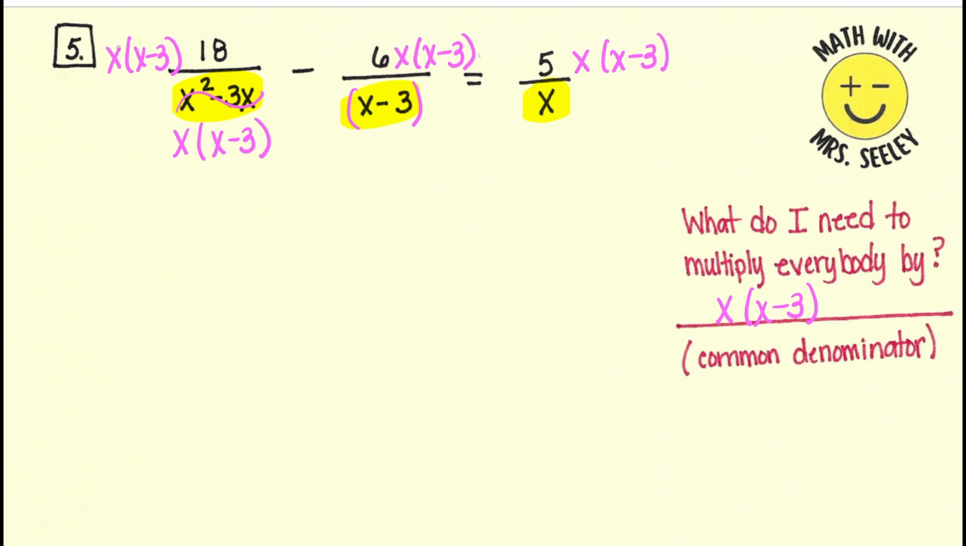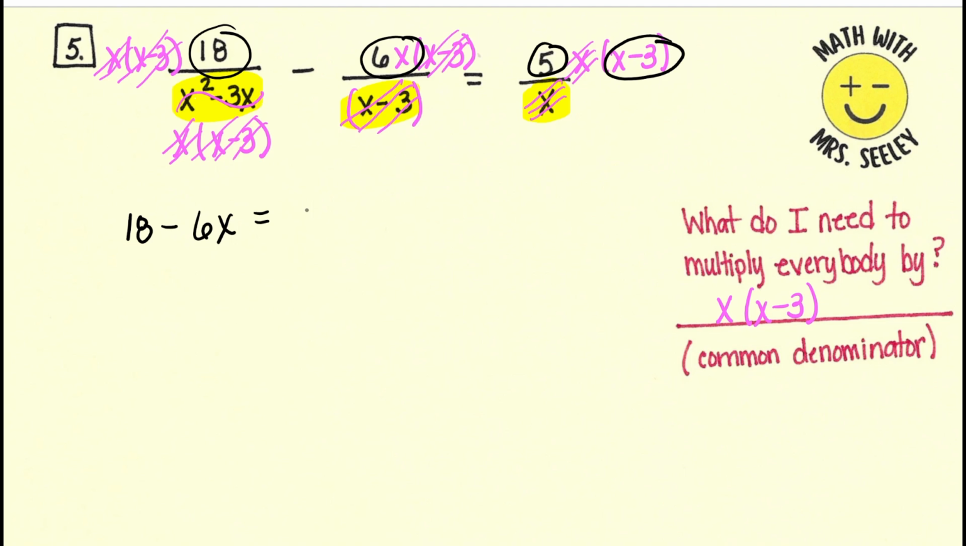All right, let's see what all will cancel. So I see that my x's cancel. My x minus 3's cancel. Here my x minus 3's cancel. And here my x's cancel. Let's see what we're left with. We're left with just 18 minus 6x is equal to 5 times x minus 3.